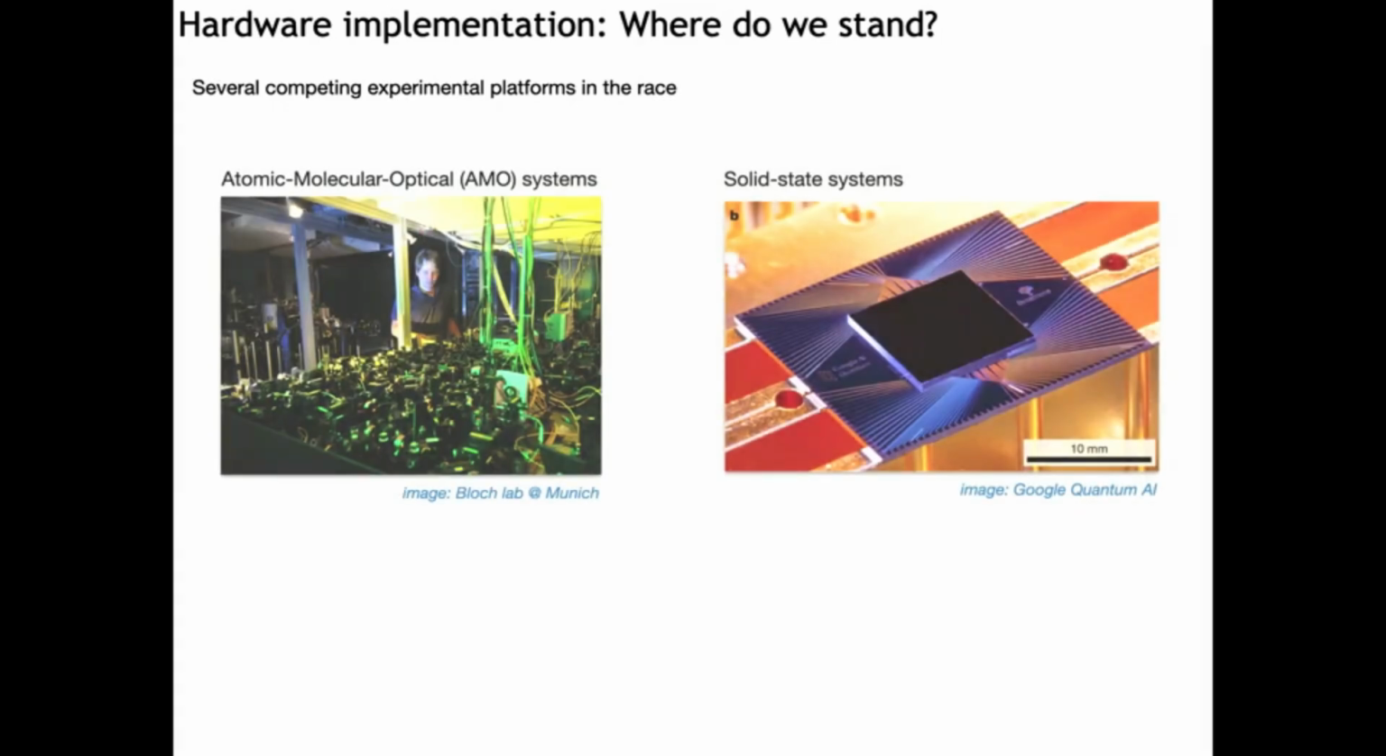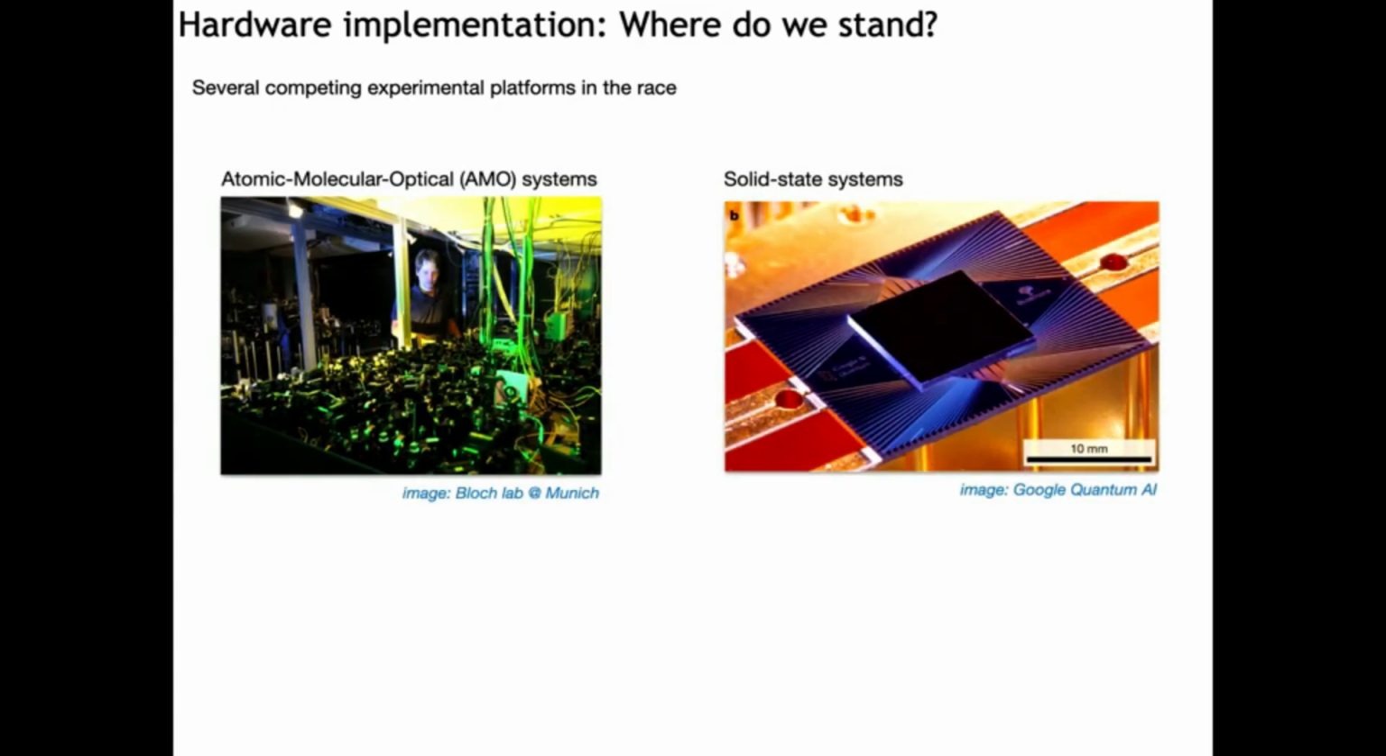So there are several competing experimental platforms. Basically, we can roughly categorize them into the main ones, into families. On the one hand, we have the so-called AMO family, the atomic molecular optical systems. And on the other hand, we have solid-state systems. Typically, we think of the first one, the AMO family, as analog simulators, in the sense that they can naturally be exploited to mimic some of the physics of interest. I will give you some examples in the next slides.